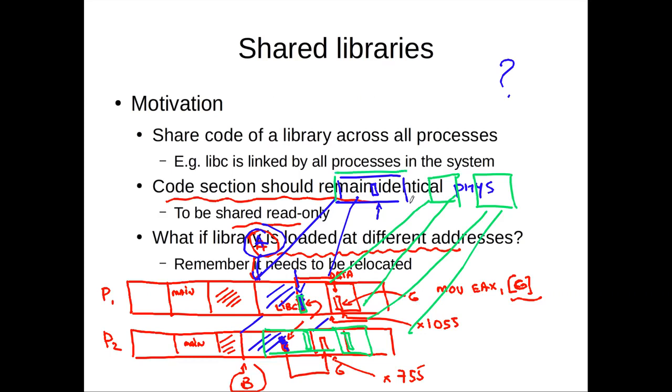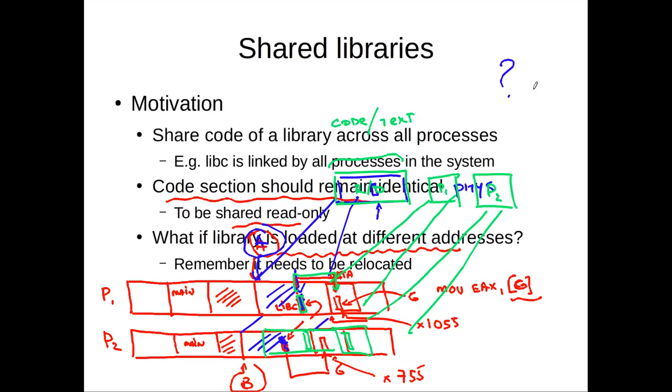But this large code section, or text section, has to be the same. It's read-only, no one can write into it, and it's identical. So it will always be relocated to point to the same address of the data section. And here, each program, P1 will have its own copy of data, P2 will have its own copy of data as well. So fine, works.